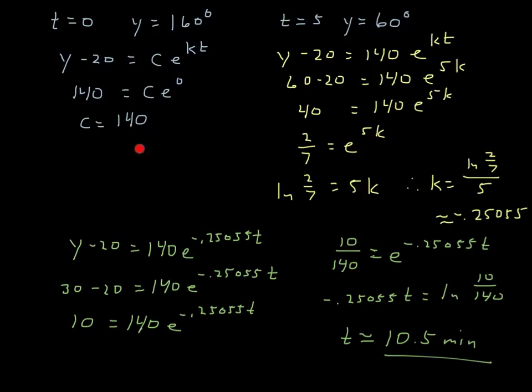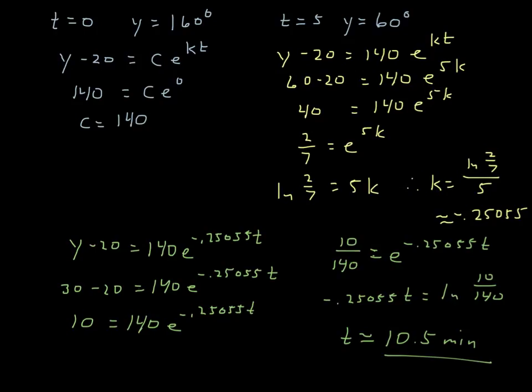So coming from here over to here, I know c is 140. So I now have y minus 20 equals 140 e to the kt. And now I use my second piece of information, that when t equals 5, y is 60. So I put 60 in for y and 5 in for t. And I get that 40 equals 140 e to the 5k. Dividing by 140, 40 divided by 140 will be 2/7 equals e to the 5k.